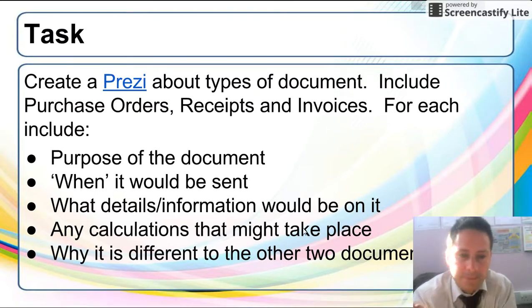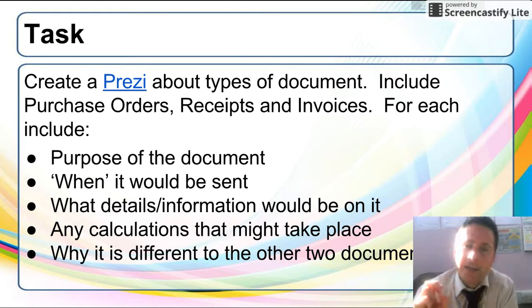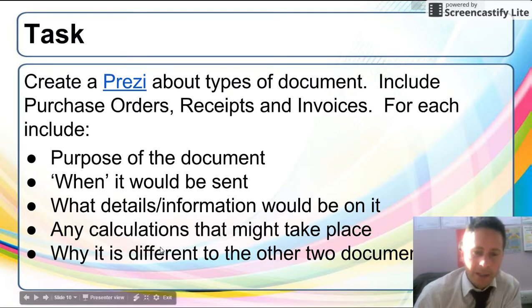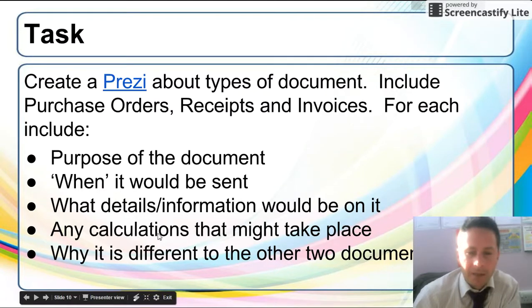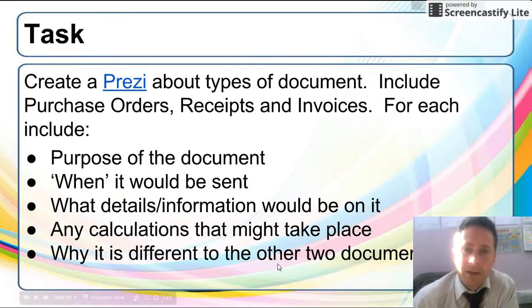Obviously, it's the quantity times by the unit price. Add all those things together. Then add on any tax, any delivery charges, and you get your grand total. That's all it means by calculations that might take place. And make sure that you understand the difference between all of the documents as well. People sometimes get mixed up between the 3 of them and forget what they're for.